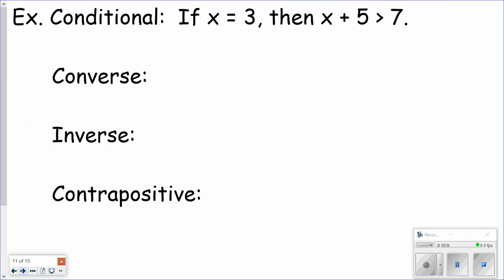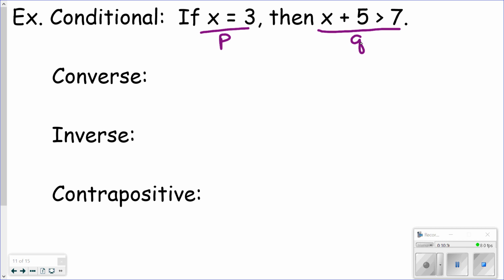So we're going to do the similar thing for this slide, except for now, other than a long sentence, we have math going on. So our conditional statement is if x is equal to 3, then x plus 5 is greater than 7. So x is equal to 3 is going to be my P statement. X plus 5 is greater than 7 is my Q statement.